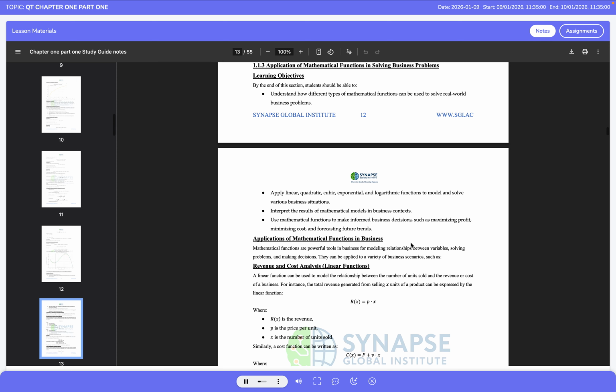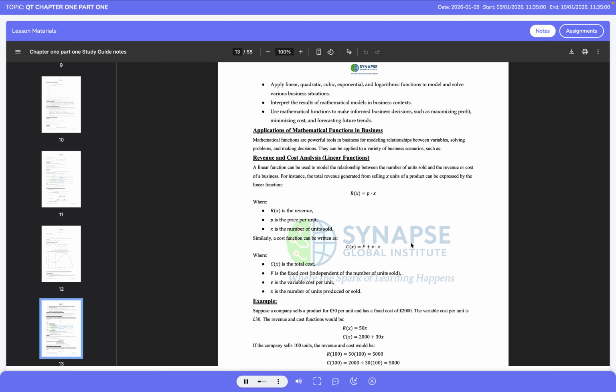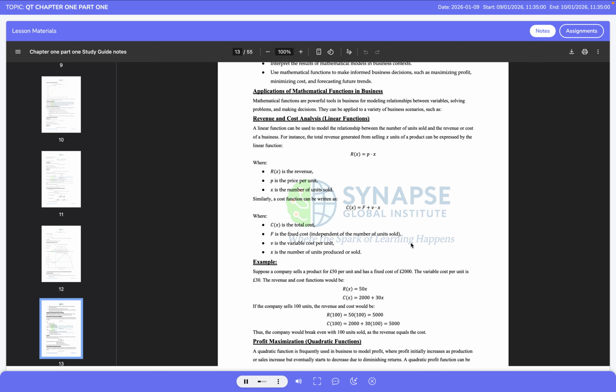Mathematical functions are powerful tools in business because they allow us to model relationships between variables in a structured and logical way, helping managers and analysts move from raw data to informed conclusions. We begin with revenue and cost analysis using linear functions.